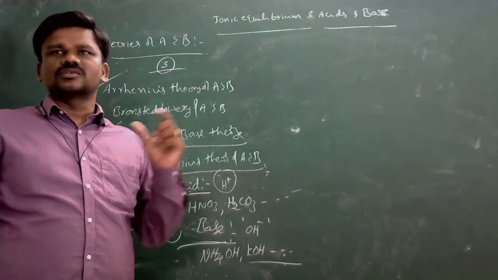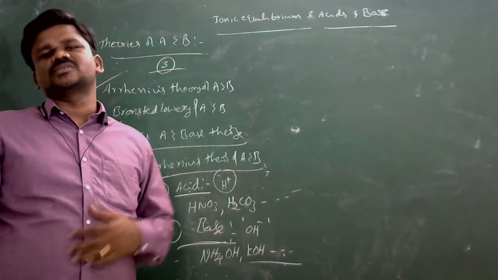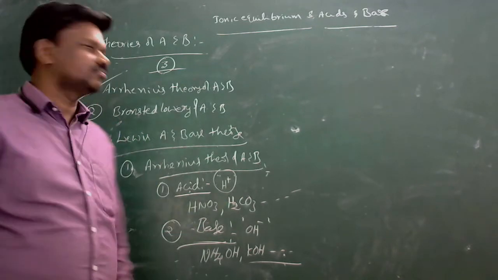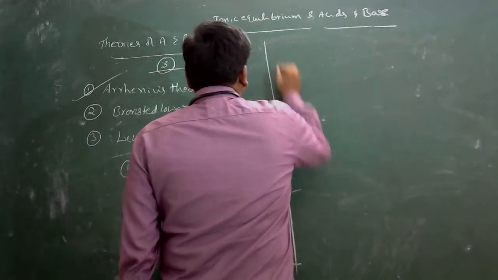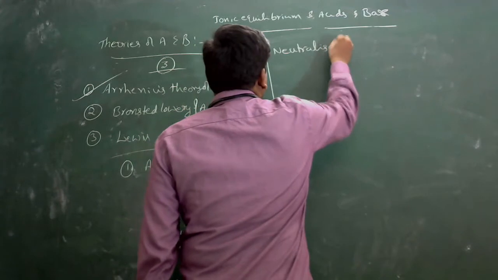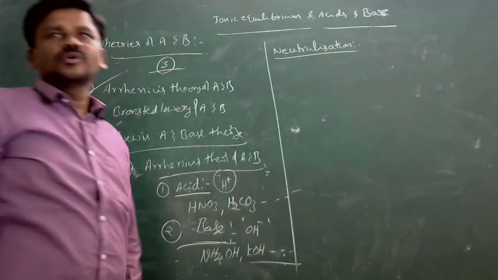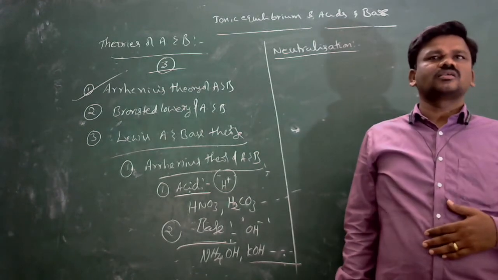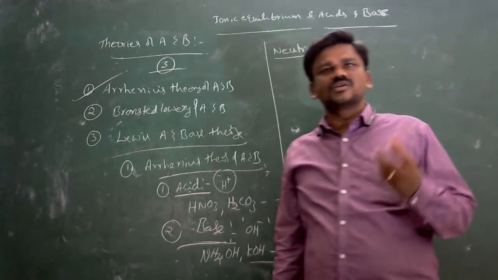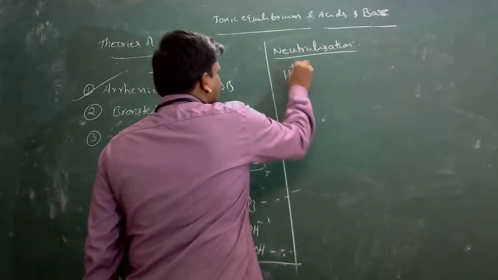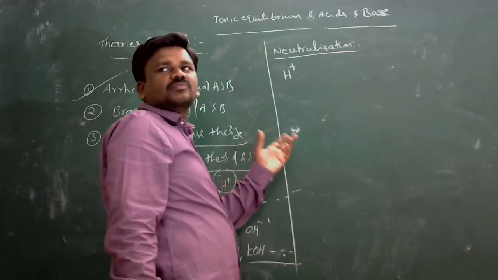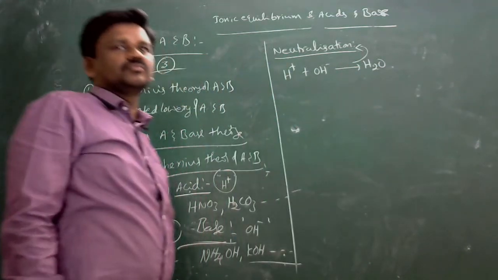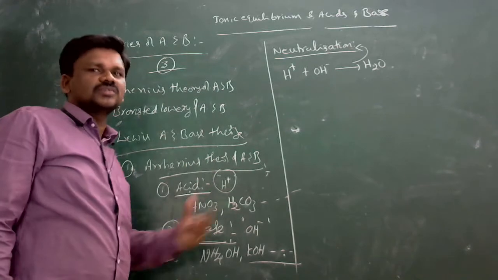Neutralization: the process of associating H plus ions from an acid and OH minus ions from a base to give H2O is called neutralization. These are the Arrhenius theory of acids and bases.